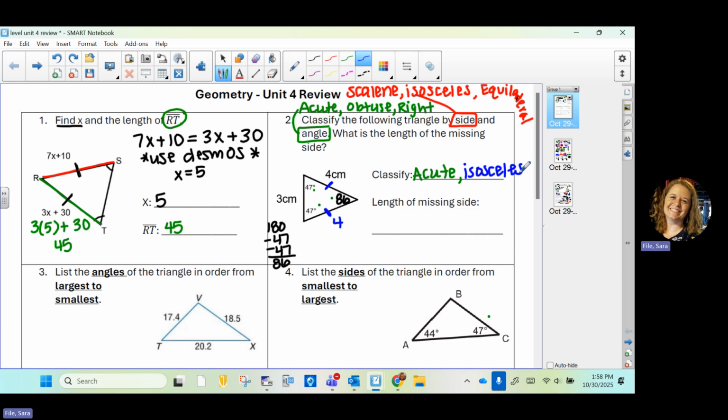The length of the missing side is 4. Huh? No. So far, so good?